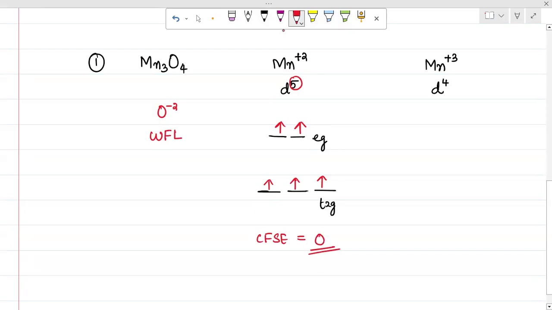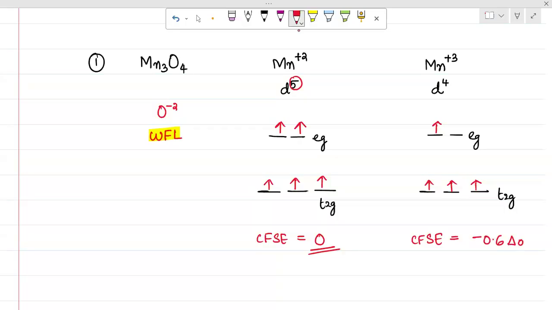Similarly, you fill Mn+3 for octahedral positions as well. So t2g, eg is what you have. 4 electrons to fill. 1, 2, 3. The fourth one will easily jump because you have a weak field ligand. The splitting will be low and the fourth one can jump. As a result you get a CFSE. So you have 3 electrons in t2g giving you -1.2 delta O, and you have 1 in eg which is +0.6. So a total of -0.6 delta O.